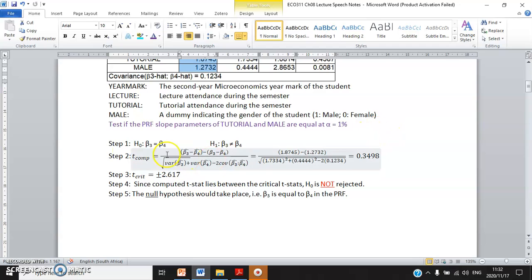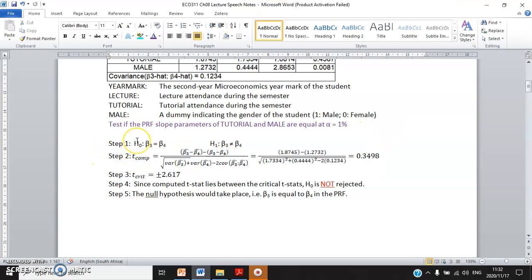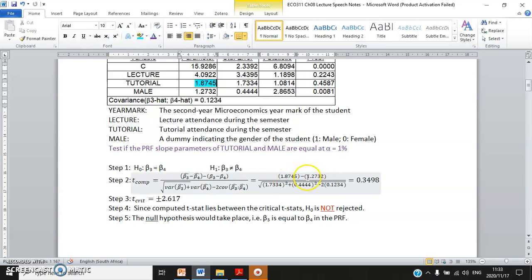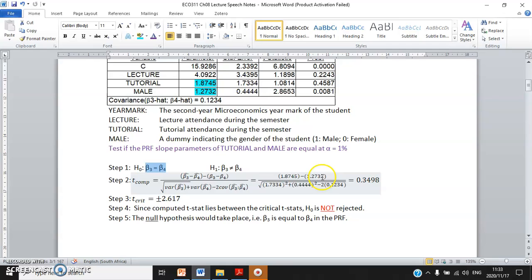So this is how we work out the answer. Step 1, I think you should be fine with the null hypothesis and alternative hypothesis. Step 2, compute the t-stat using the formula. B3 hat, which is 1.8745, minus B4 hat, 1.2732, and then minus the bracket B3 minus B4, which should be 0 because this is the focus of the test, so that falls away. Divided by the square root. I think there's an error there, I must extend the square root line.